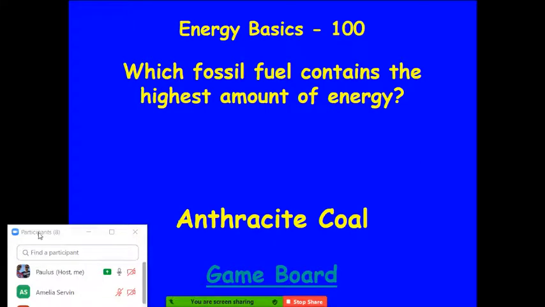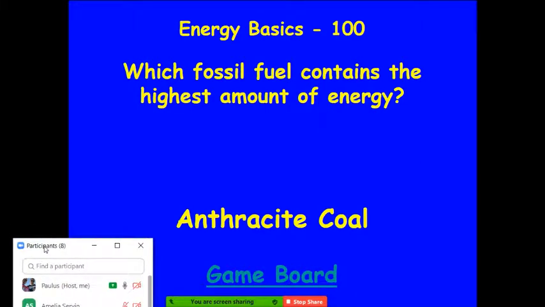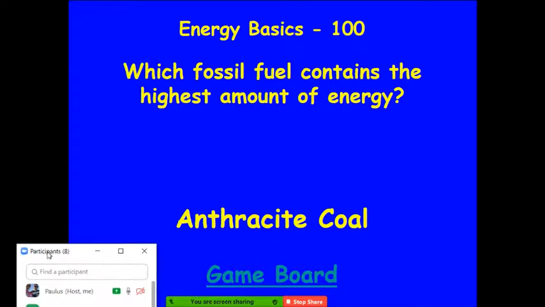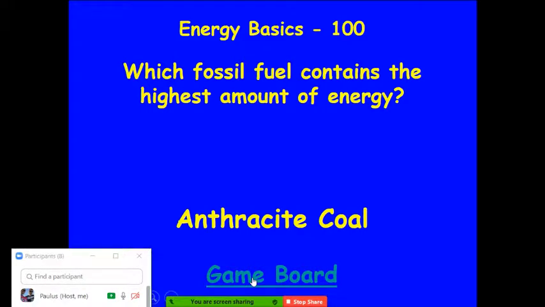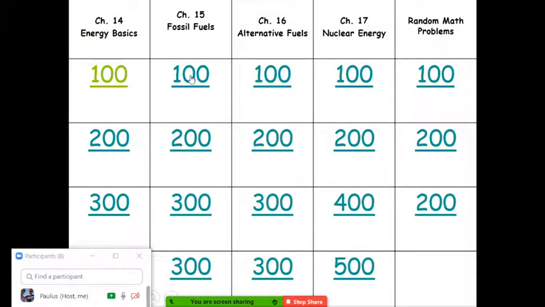Okay, so that's anthracite coal. So they have different densities in terms of the amount of carbon that are in them. There's bituminous, there's anthracite, there's another type I can't remember off the top of my head. But anthracite, when you burn it, you get the most heat energy from that combustion. All right, here we go.